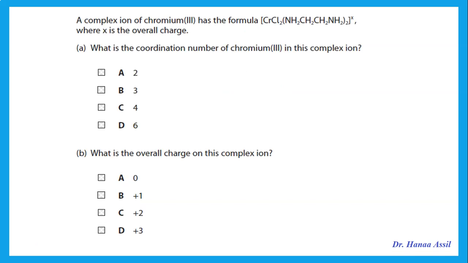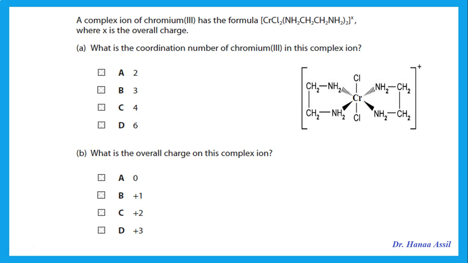A complex ion of chromium 3 has this formula, where X is the overall charge. What is the coordination number of chromium in this complex? Again, if we draw it, we have chromium going to 2 chlorines and 2 of this molecule, which we called 1,2-diaminoethane or ethane diamine. What is the coordination number here? We said the total number of dative bonds made to the chromium. Well, it has 6 dative bonds attached to it.